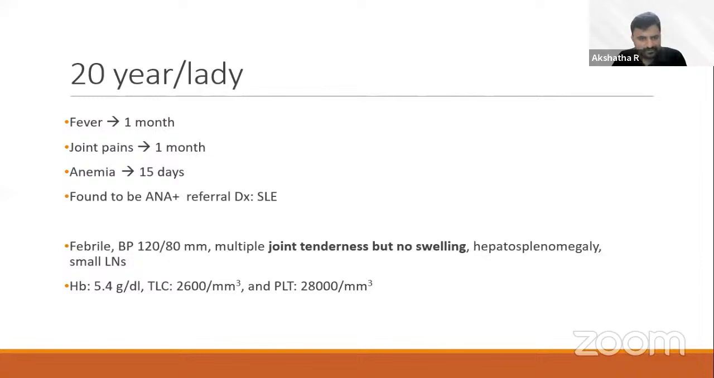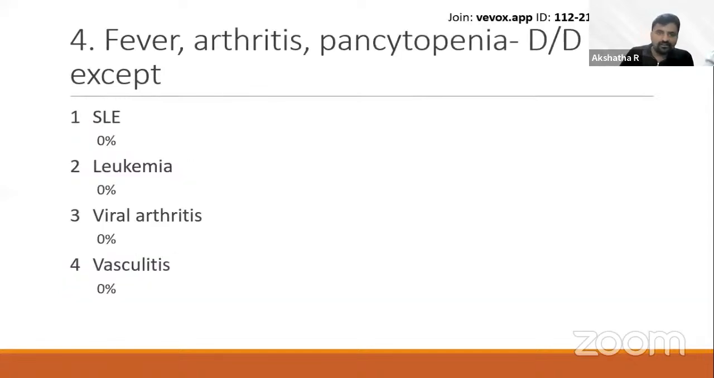This patient was febrile and she had multiple tender joints, but there was no visible swelling. The patient also had hepatosplenomegaly with small lymph nodes. On investigations, she had pancytopenia. Her Hb was low, TLC was low, and she also had severe thrombocytopenia. So what are the possible differentials if the patient has fever, arthritis, and pancytopenia?